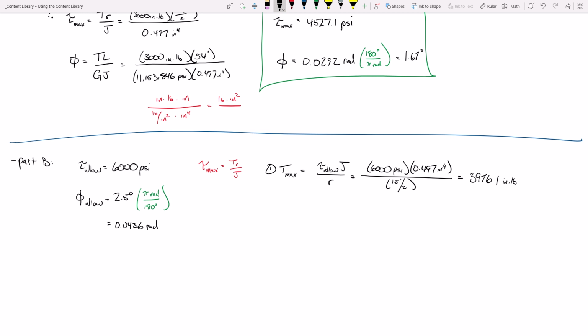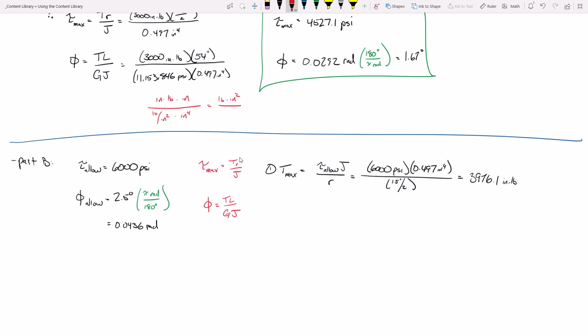Now, how do I determine the angle of twist? What's the formula? φ equals TL over GJ. Okay, so this is my angle of twist. I know G, I know J, I know L, so I can take this, divide, and solve for the torque that would generate that angle of twist. Does that make sense?